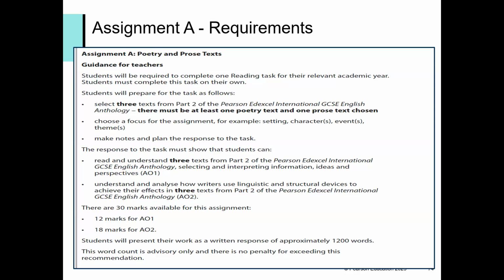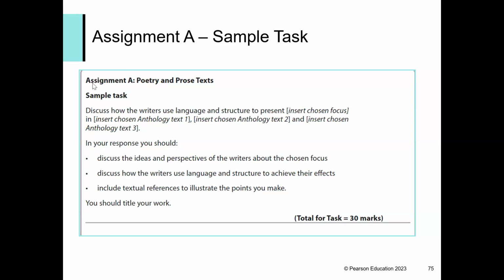So we've got a sample task here. Discuss how the writers use language and structure to present, insert chosen focus in Anthology 1, Anthology 2, Anthology 3. In your response, you should discuss the ideas and perspectives of the writers about the chosen focus, discuss how the writers use language and structure to achieve their effects, and include textual references to illustrate the points you have made. And you should title your work. Now that is again from the sample assessment materials, SO5. And if you're jotting down page numbers, that one is page 80.